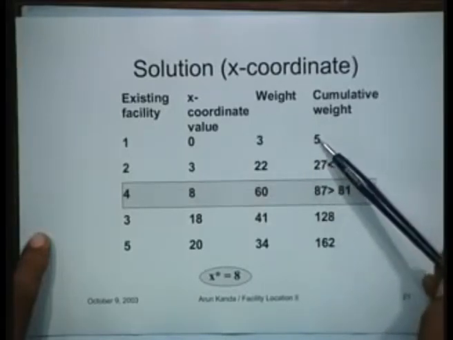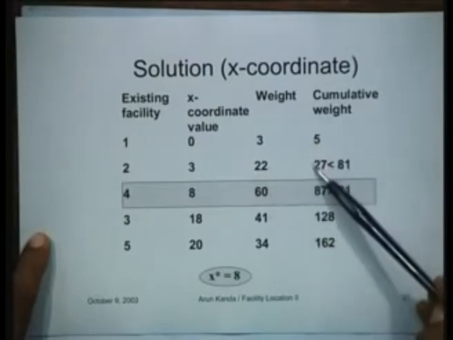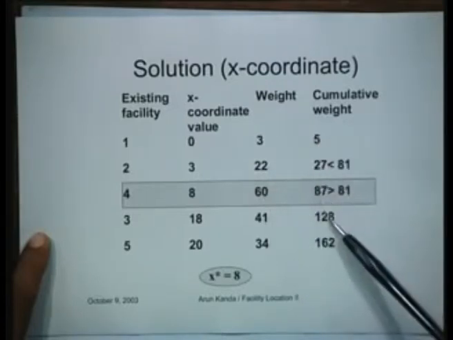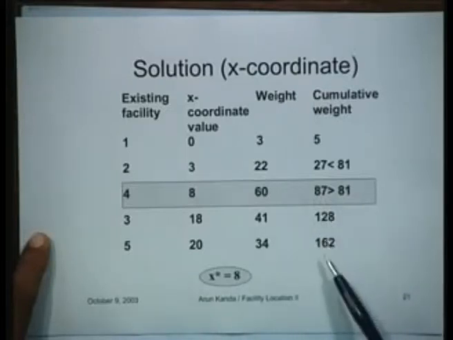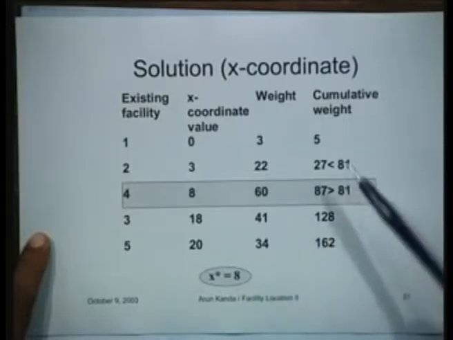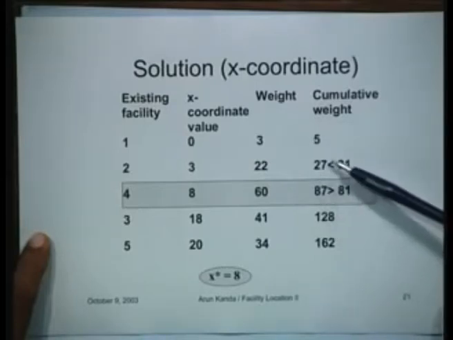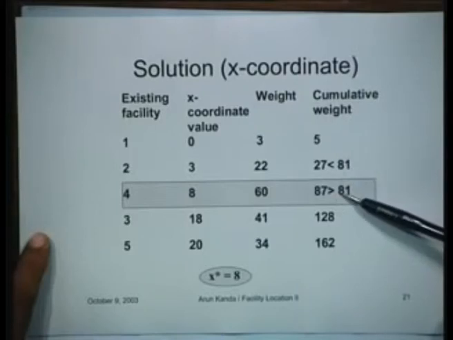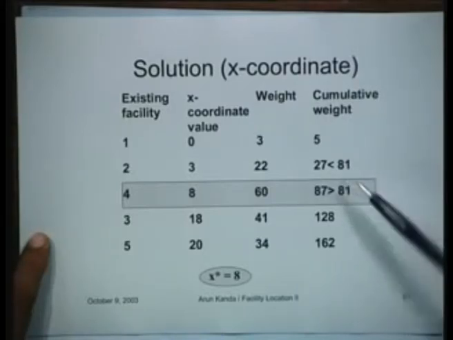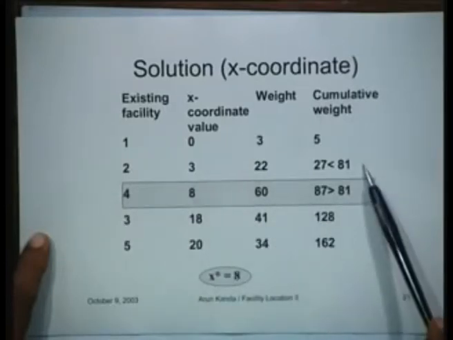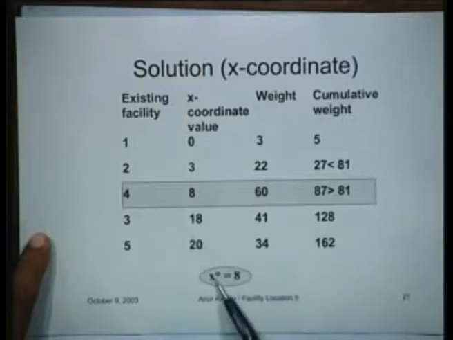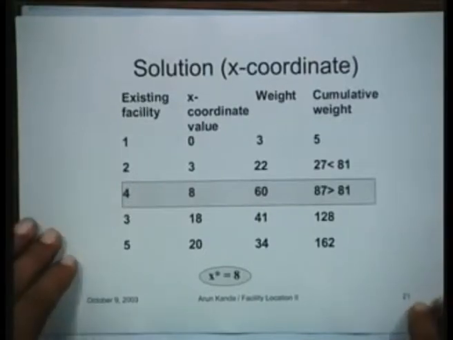So the cumulative weights are 5, then 27, then 87, then 128, and then 162. The total cumulative weight, 162, is the sum of the weights, and half of that is 81. So you find where the cumulative weight first becomes greater than 81: this is less than 81, this is greater than 81. So this row determines the optimal solution. Very simple, straightforward, and therefore x star is equal to 8. So we have determined the optimum x coordinate for this rectilinear distance location problem, which is merely the median location. This is how you determine the median location.